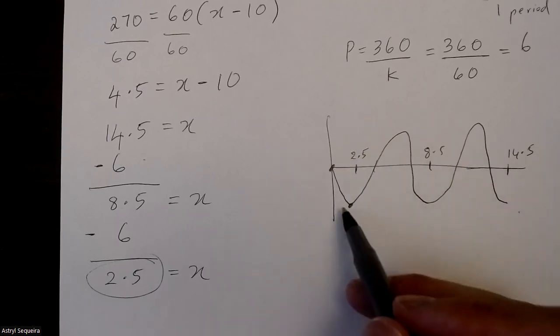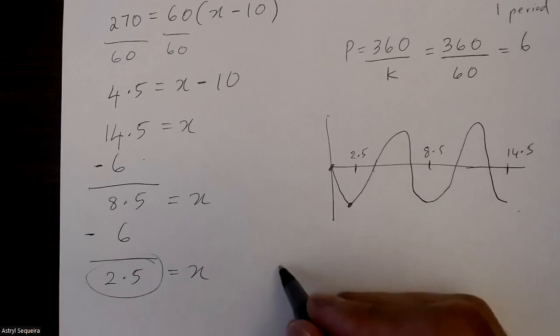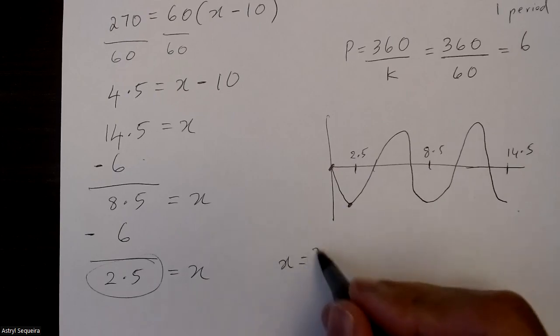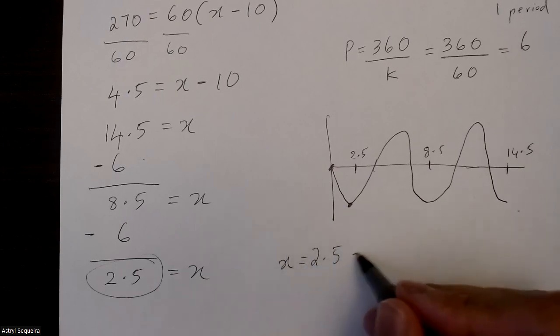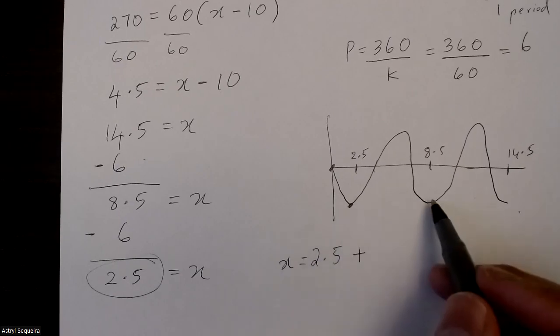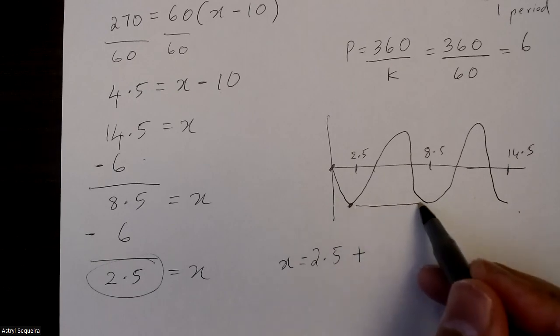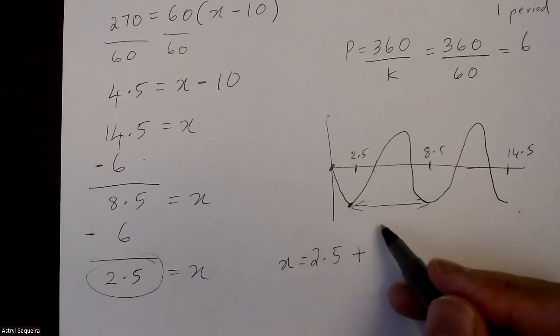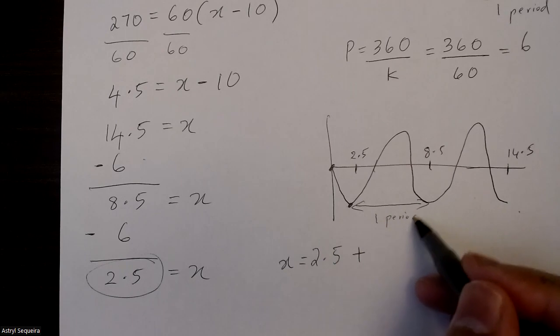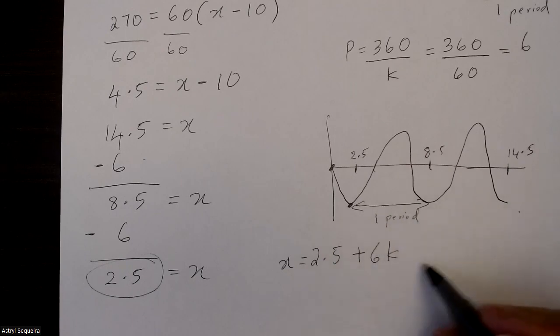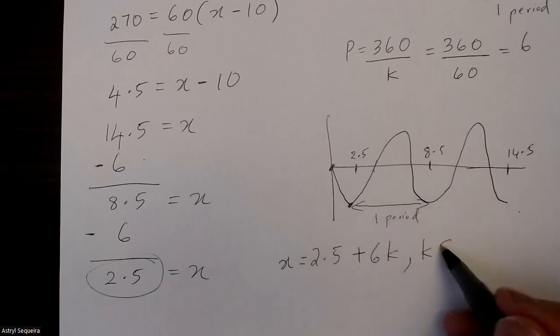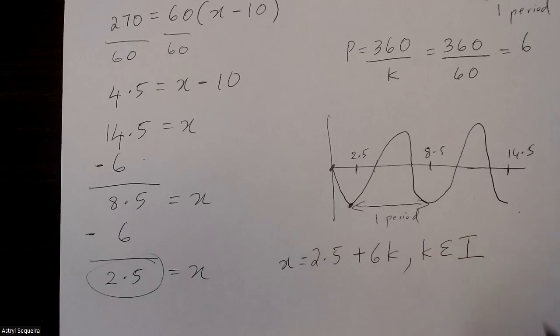So now how do I represent infinite solutions? I'm just going to say x equals 2.5 plus whatever my amount of x values for repetition. In this case, my amount of x values for repetition is 1 period, which is 6. So plus 6k, comma, k is an element of all integers.